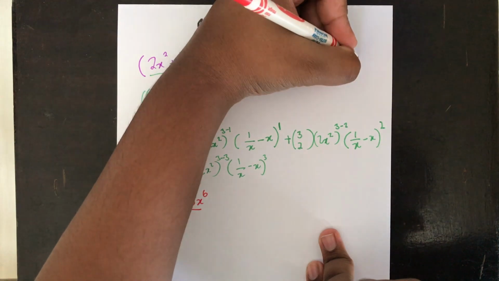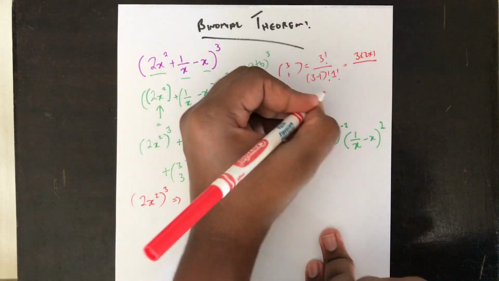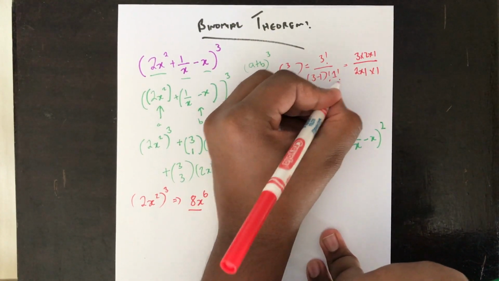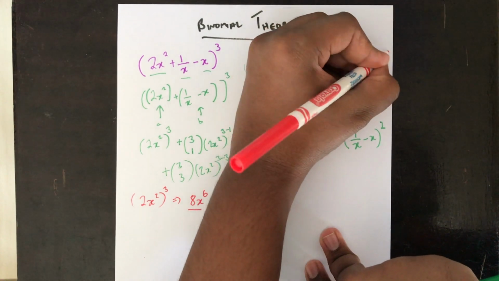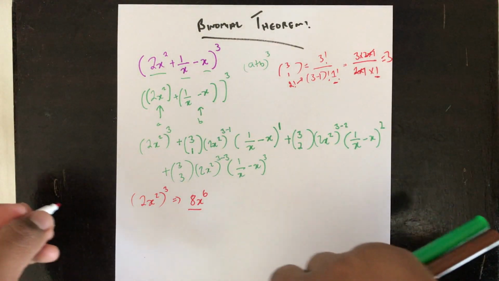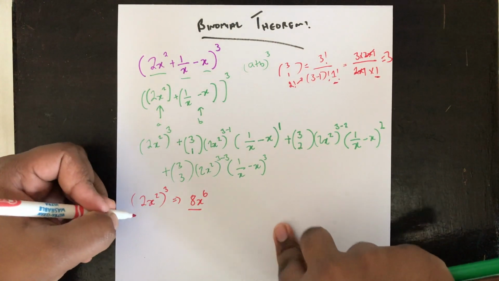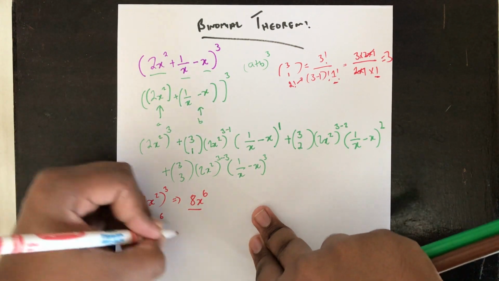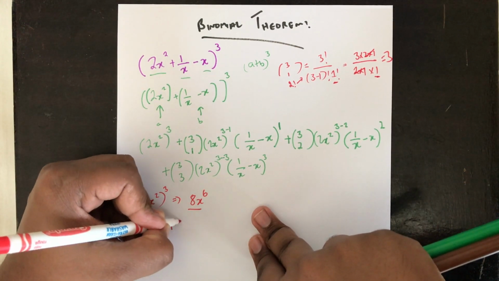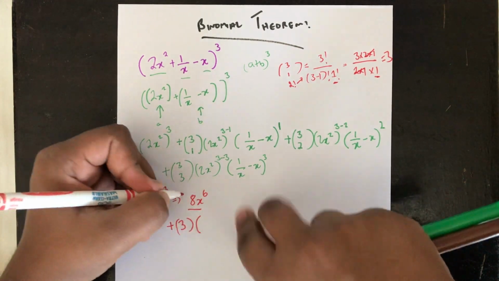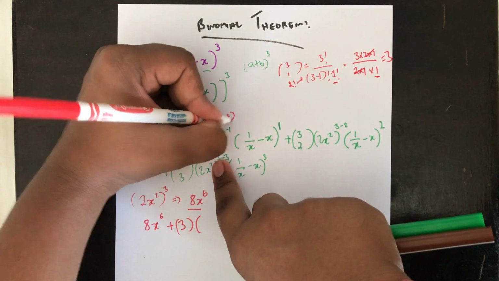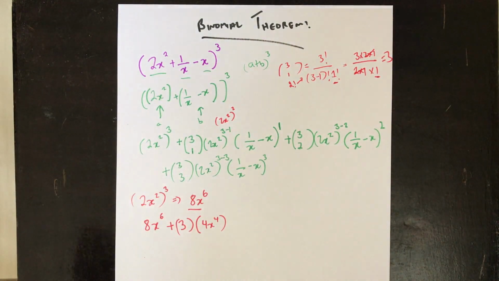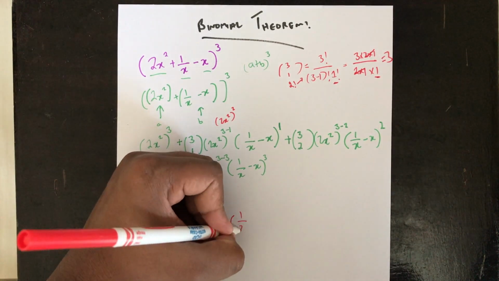So this is the same as 3 times 2 times 1 over 2 factorial, which is 2 times 1 times 1, because 1 factorial is just 1. So this goes, and therefore I'm left with 3 as the answer. Therefore 3 choose 1 is 3. So basically the answer is going to be 8x⁶ plus 3 into, this is (2x²)², so that's going to be 4x⁴, into (1/x − x).